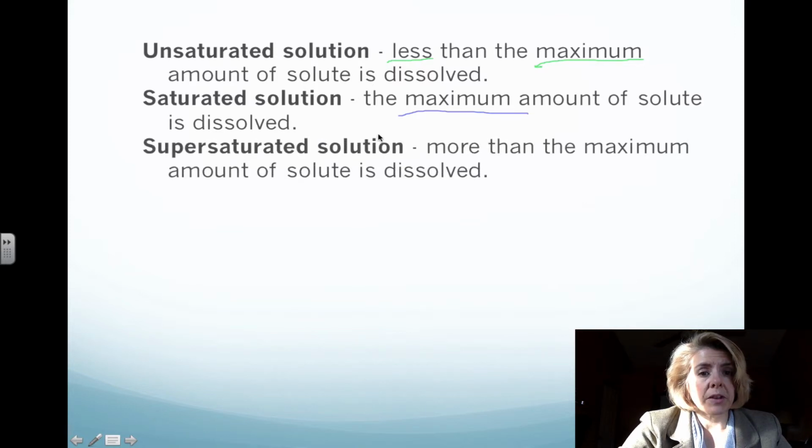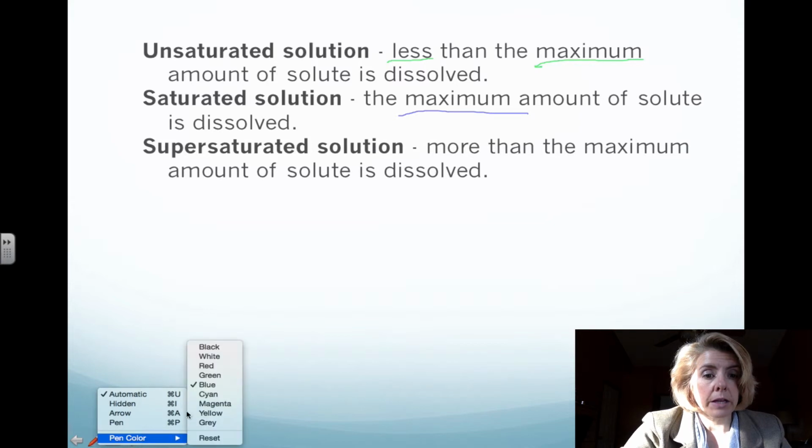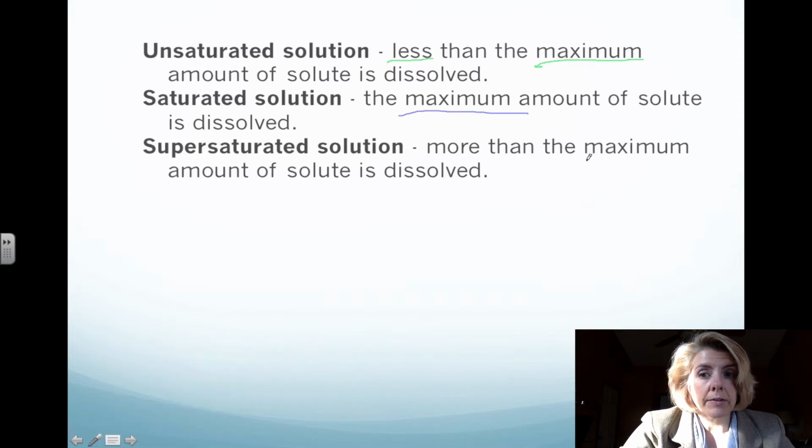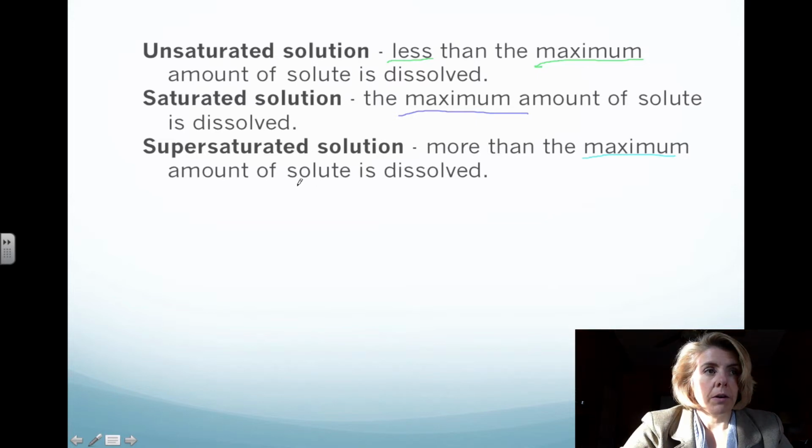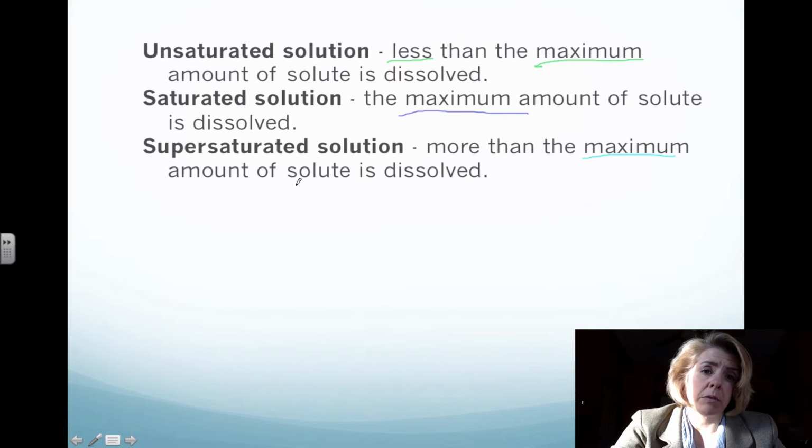And then there's supersaturated. Now you can have situations where it is supersaturated, and what happens is it's actually more than the maximum. You're kind of playing with materials when you have a supersaturated solution, and I believe I have some examples of demonstrations that I can do with you that show supersaturated solutions. They're pretty amazing. So it's more than the maximum solute that should be dissolved.